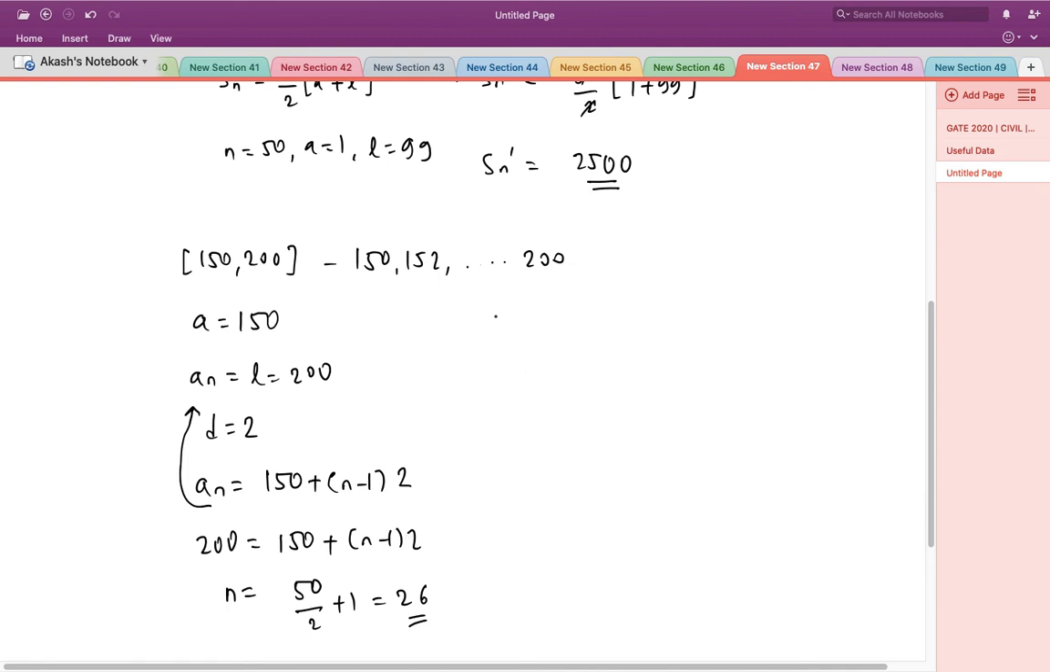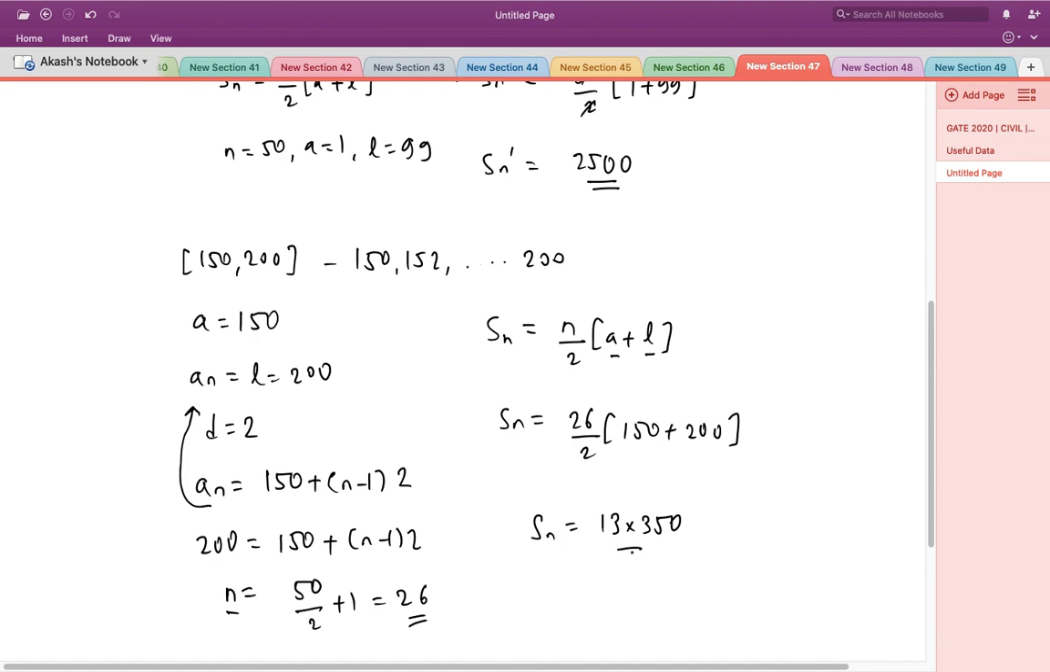Now let's calculate the sum of these terms. Here the sum would be given by n upon 2 times a plus l, where a is the first term and l is the last term, and n I have found out as 26. Therefore, putting in all the values, I would get the sum as 26 upon 2 times 150 plus 200. So it would be 13 times 350. Let's leave it like this.